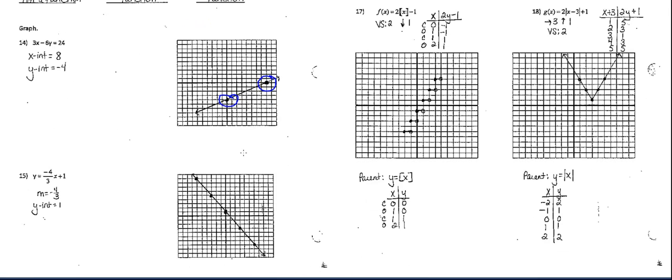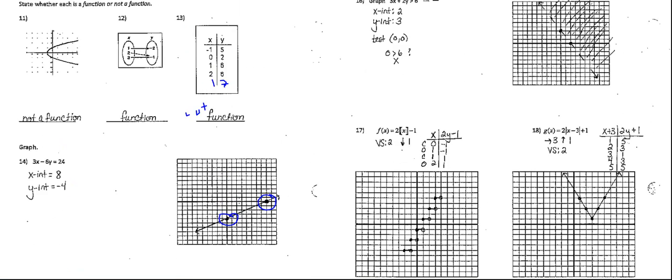Scrolling down here, this is already, one too far. This is already in slope-intercept form, so just start by plotting the y-intercept up 1, and then slope is rise over run, so we're going to go down 4, right 3. Of course, you could always also go up 4 and left 3, but we usually go to the right, it's easier to graph.